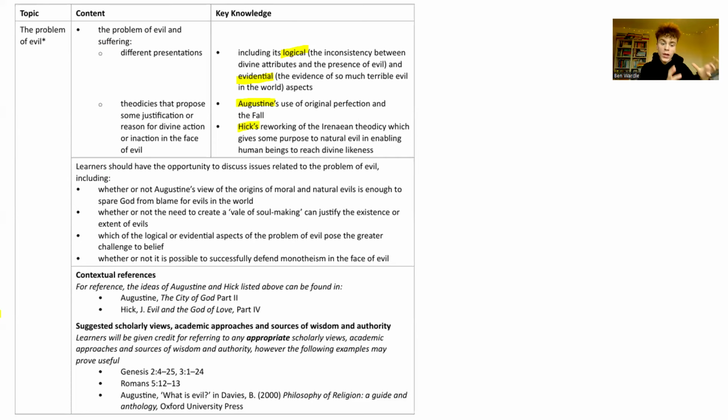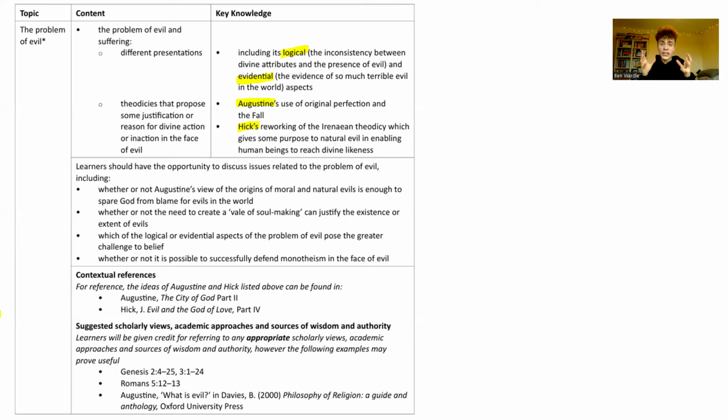So if God was omnipotent, if he was all powerful, surely he would be able to end all evil and remove all suffering. And then if he was omnibenevolent, if he was all loving, then surely he would want to end all evil and remove all suffering. So the fact that evil and suffering exist presents a logical problem for religious believers, doesn't it, in terms of those divine attributes and their inconsistency with the existence of evil.